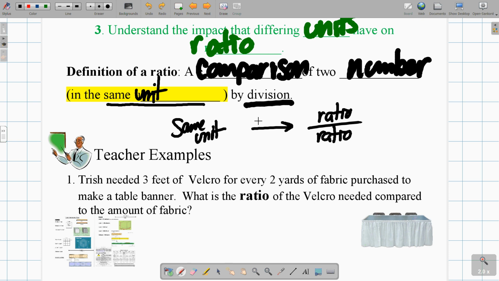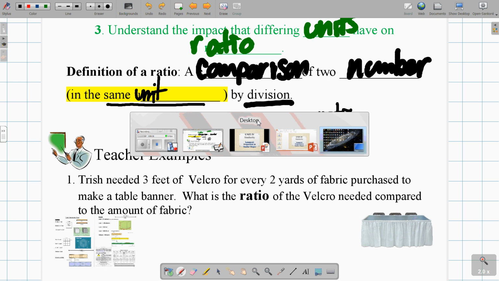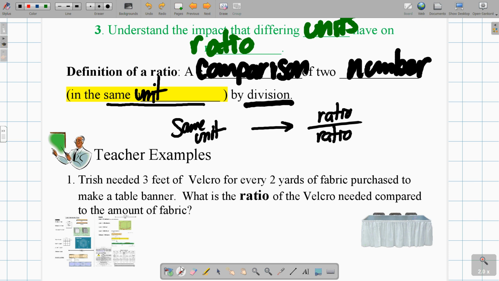We'll do a couple problems together. On that note, it's really important that you have this units page handy. Right here, you should have this units page handy, right where you can see it. Let's read this together.